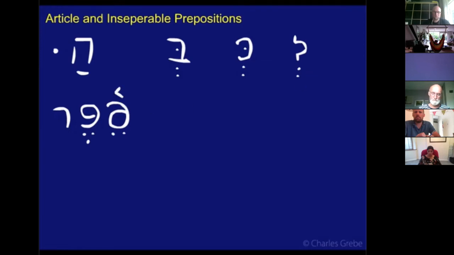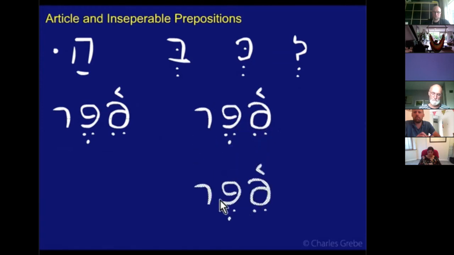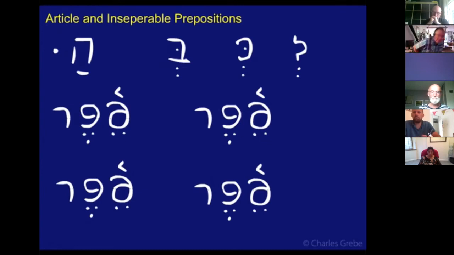Sefer. And I want to copy this a number of times to illustrate this. So let's move this over about here and down. And let's do one more over here. Okay. And let's also change our color. Go with green. Okay, here we have a word sefer, meaning book, without the article or the inseparable prepositions. There's nothing on it. Indefinite, a book or book.